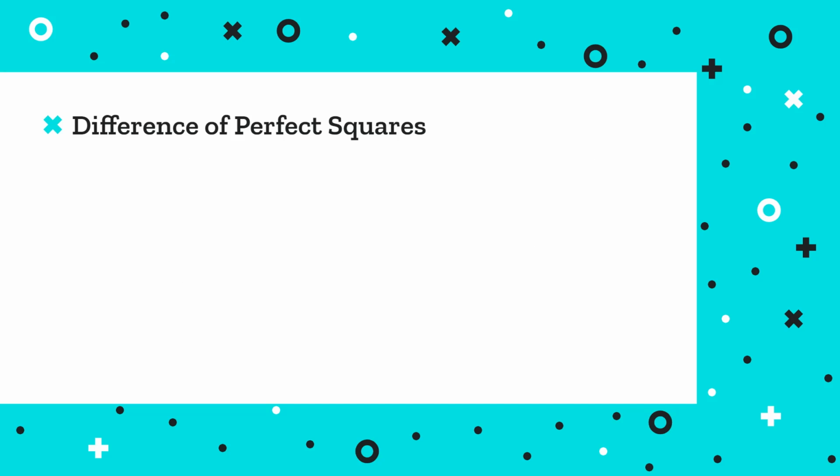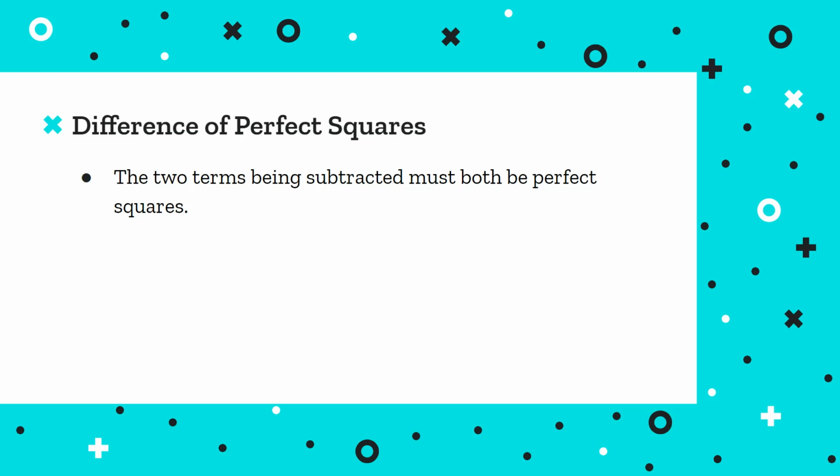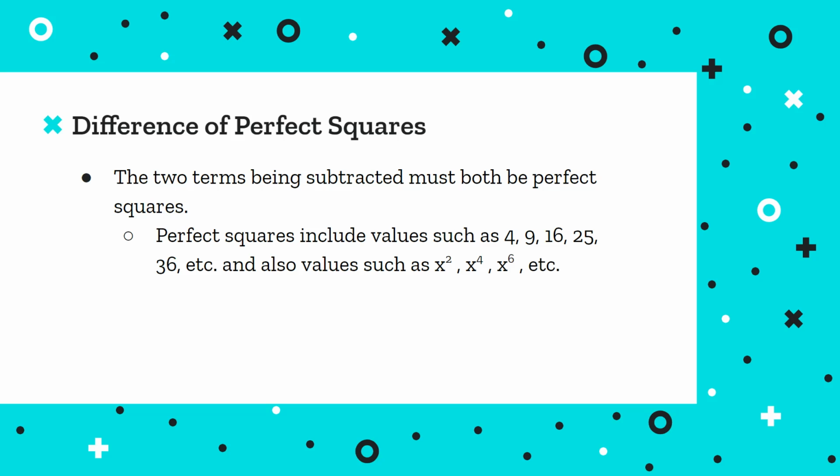Now let's discuss difference of perfect squares. The two terms being subtracted must both be perfect squares in order to use this method. Perfect squares include values such as 4, 9, 16, 25, 36, etc., and also values such as x squared, x to the 4th, x to the 6th, and so on and so forth.